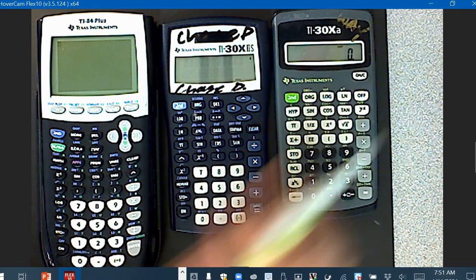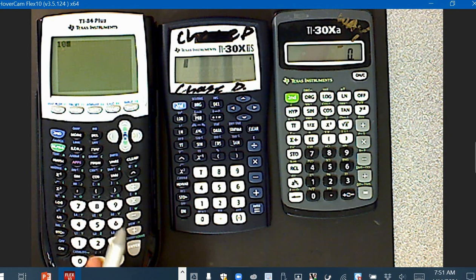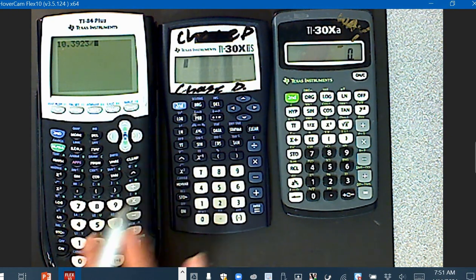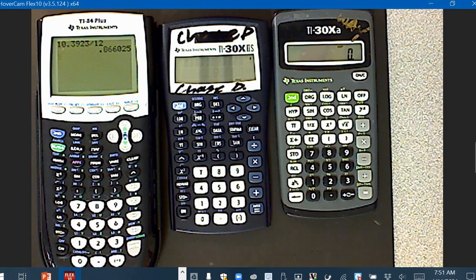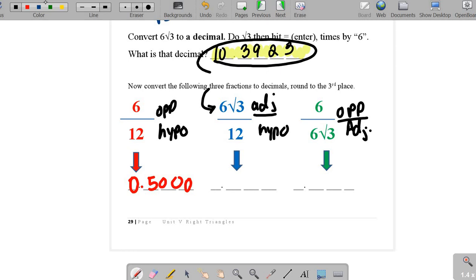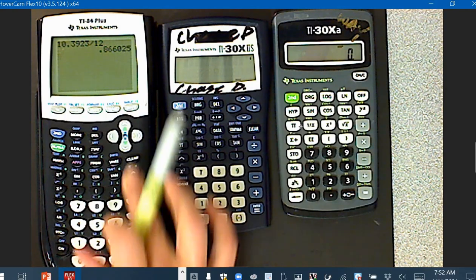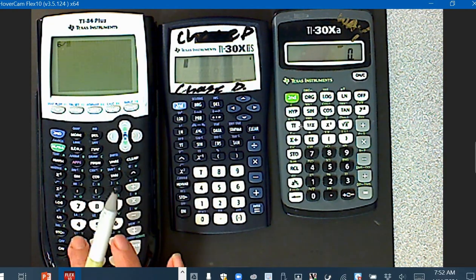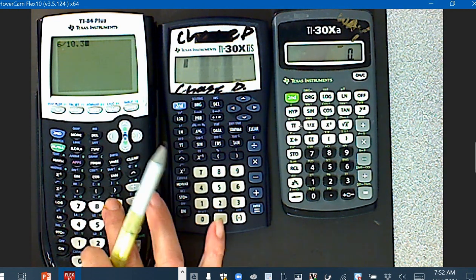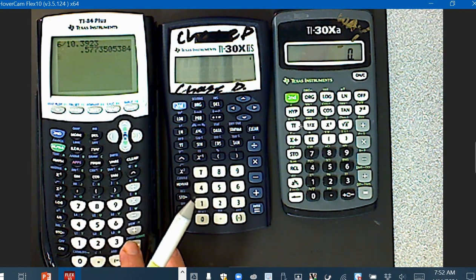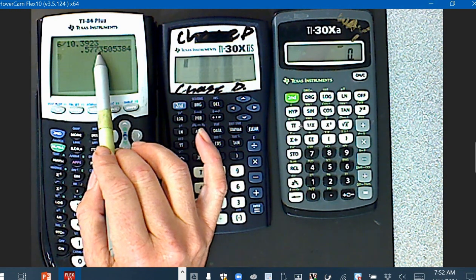So clear. That's 6 root 3, which is 10.3923 divided by 12. Enter. We're going to take it to the 4th decimal place, 0.8660. This one's going to be 6 divided by the 10.3923. 0.577.